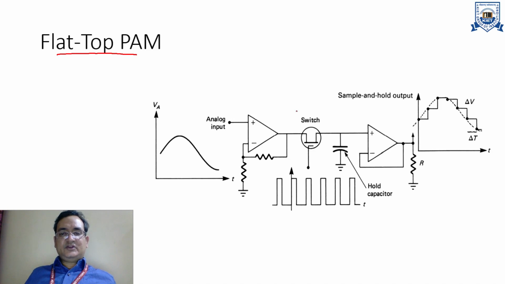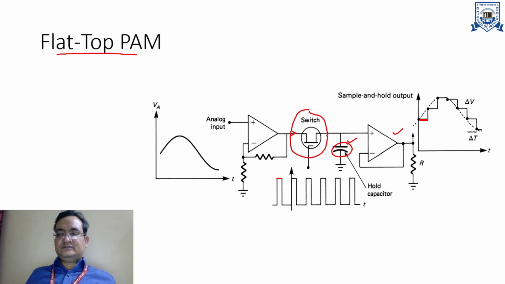So to generate a flat top signal, there is a change in the switch. You can clearly see that here we use this switch as a charging and discharging circuit. We will apply pulses through the gate terminal of the field effect transistor, and this is the charging and discharging capacitor, which is called the hold capacitor, and this is the buffer as an amplifier. So when you apply the signal at this switch, you will get a constant signal because of this holding capacitor which stores charge.